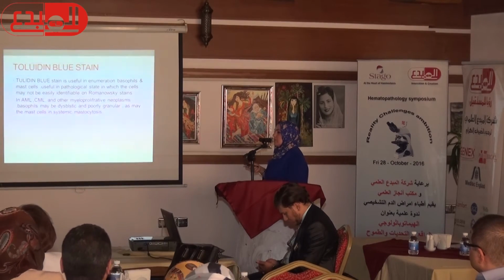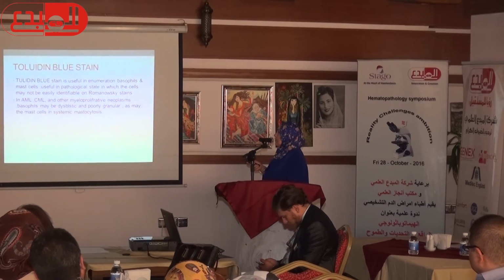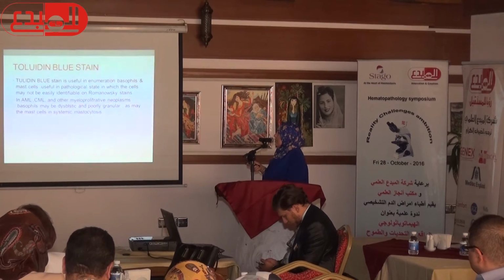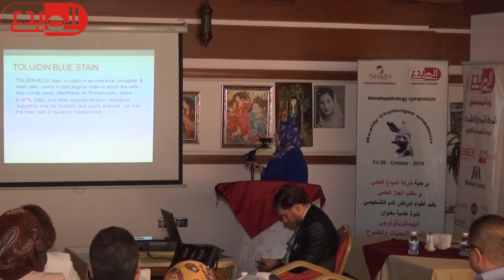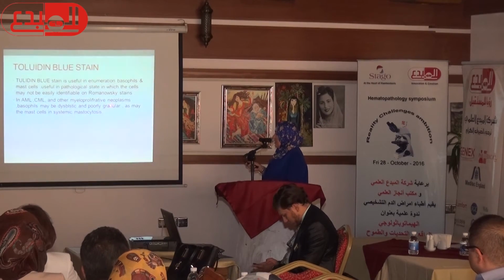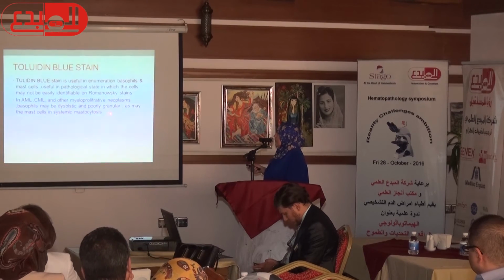Another stain is the chloroacetate Giemsa stain, which is useful in enumeration of basophils and mast cells. It is useful in pathological states in which the cells may not be easily identifiable, as with Romanowsky stain. In AML, CML, and other myeloproliferative neoplasms, basophils may be dysplastic and polygranular, as may be mast cells in systemic mastocytosis.